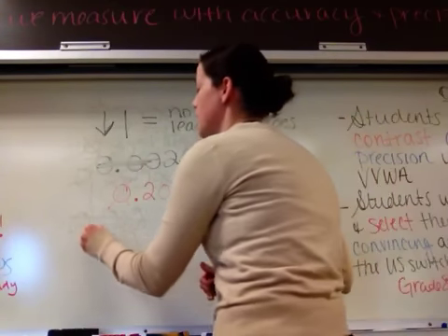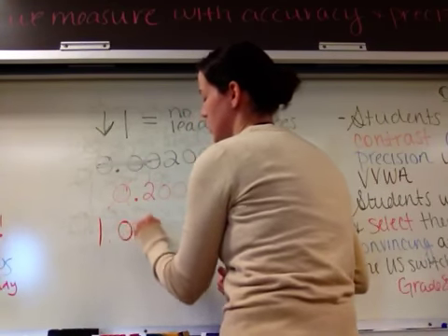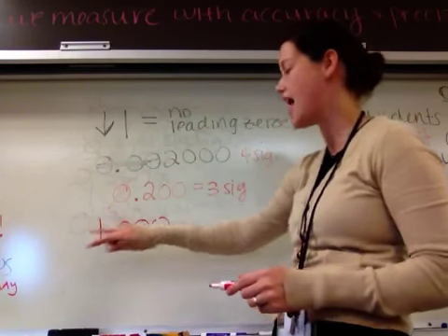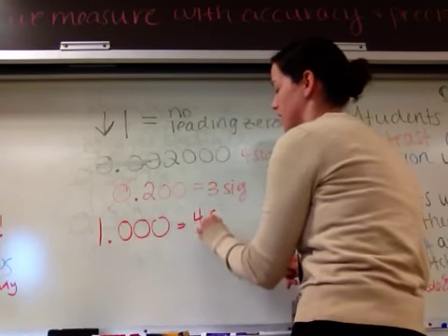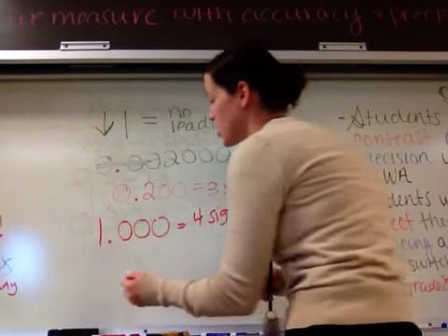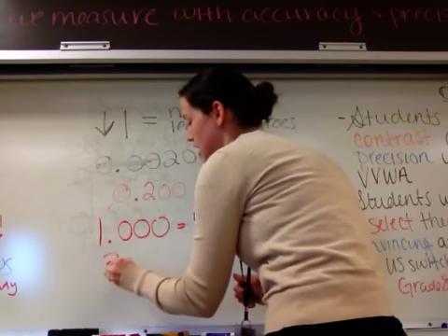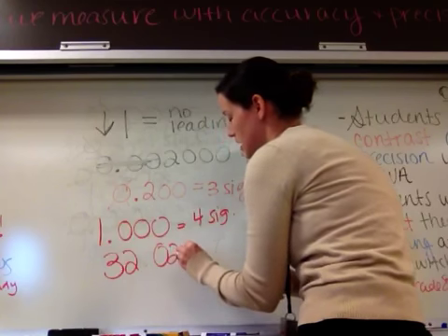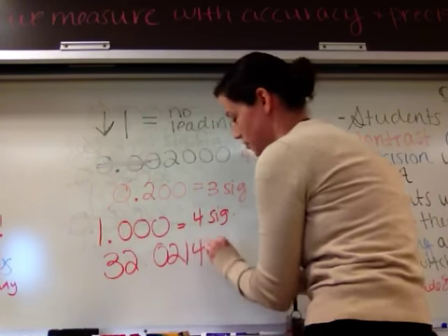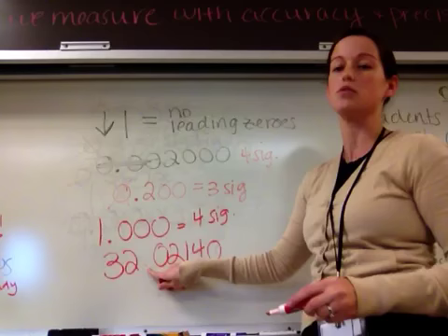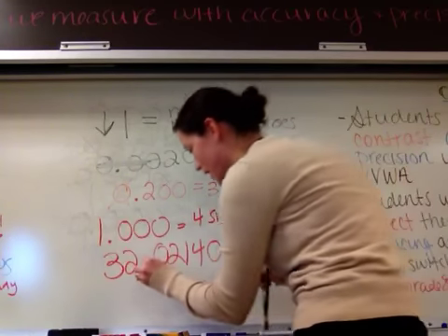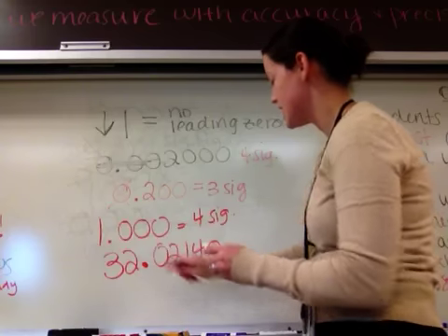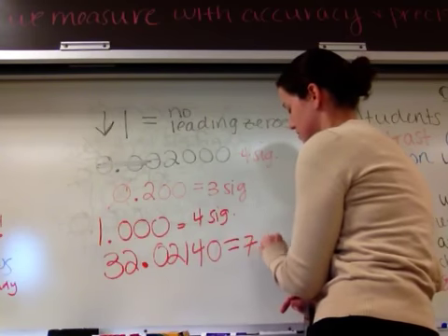So if you had 1.000, that number is 1 or higher, and there is a decimal, everything is significant. There are 4 sig figs. If I had the number, let's say, 32.02140, because that number is 1 or higher, and there is a decimal right there, everything is significant, and we have 7 sig figs.